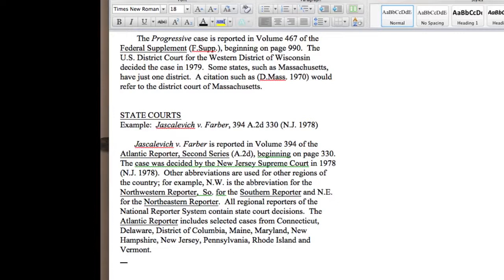And what's important to keep in mind is that you can put in the name of the case into LexisNexis, but sometimes it's easier to put in the citation. And you'll also have to put in the citations in your papers.